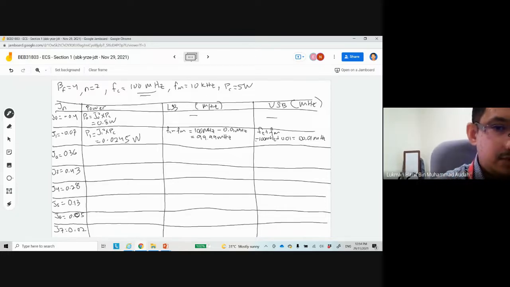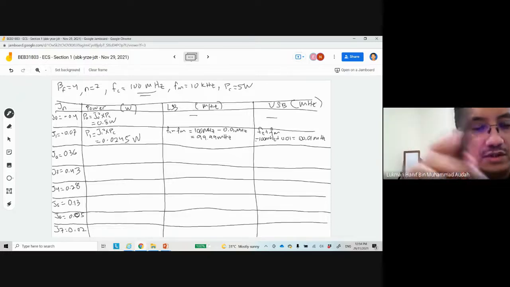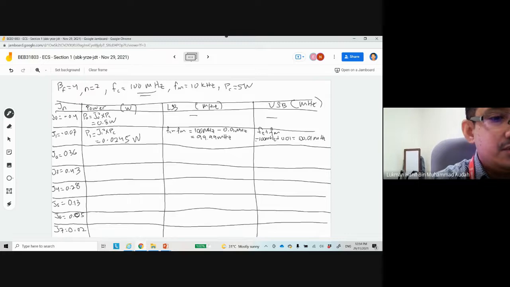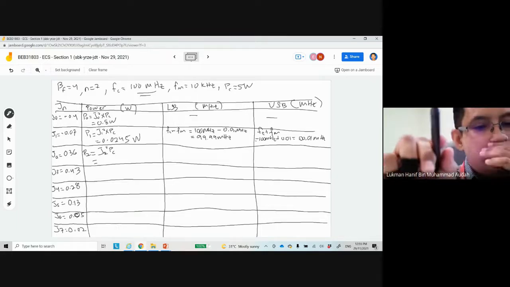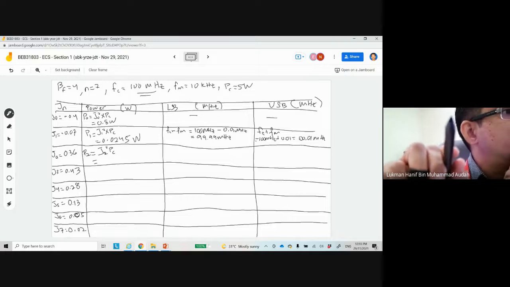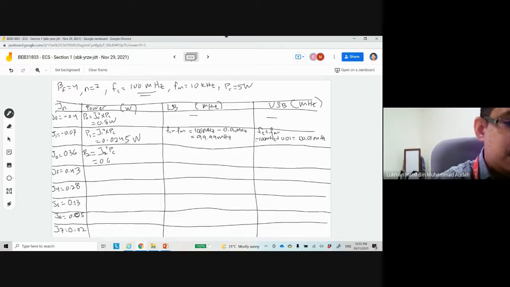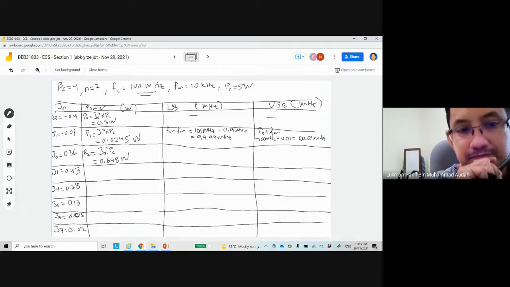Ataupun saya boleh letak sini megahertz lah senang. Okay, so bila atas dah ada ni, saya buat senang sini watt lah. Saya tak perlu lagi tulis unit sebab kita dah tahu. So therefore P2 is J2 squared PC. J2 is 0.36 squared multiplied with 5 watt. So you will get 0.648 watt.